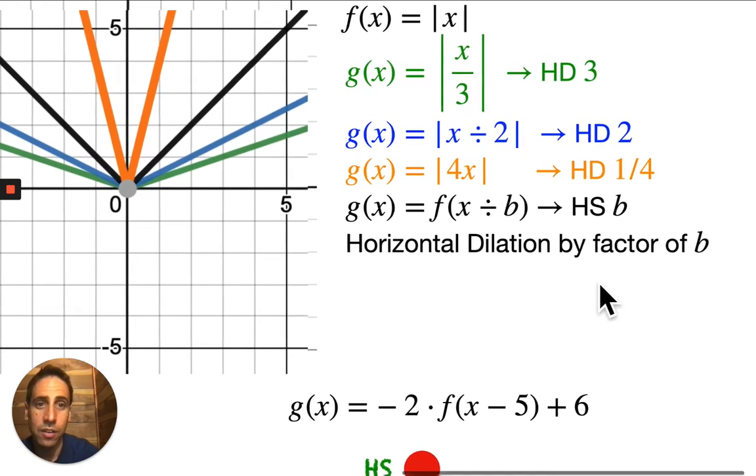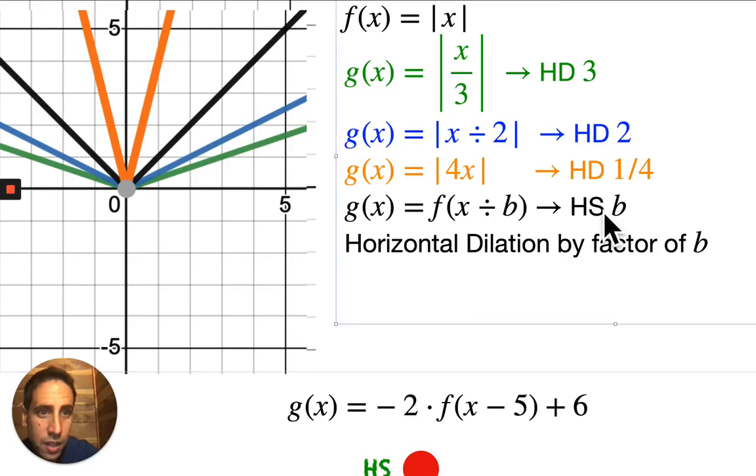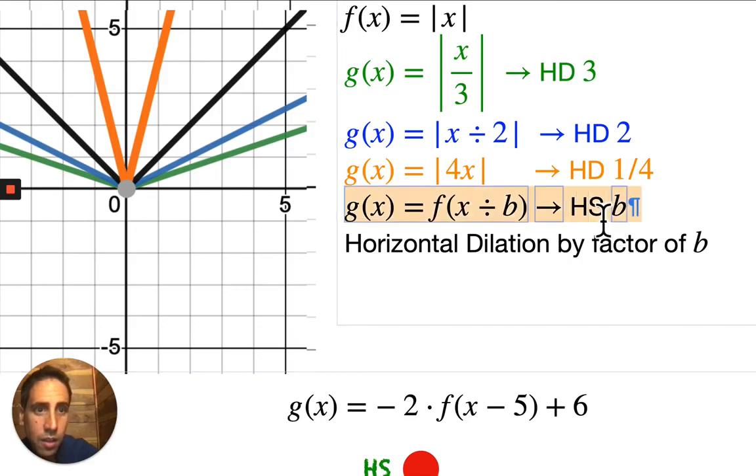So if you see f of x is equal to x divided by b, that means it's going to be a horizontal dilation by a factor of b.